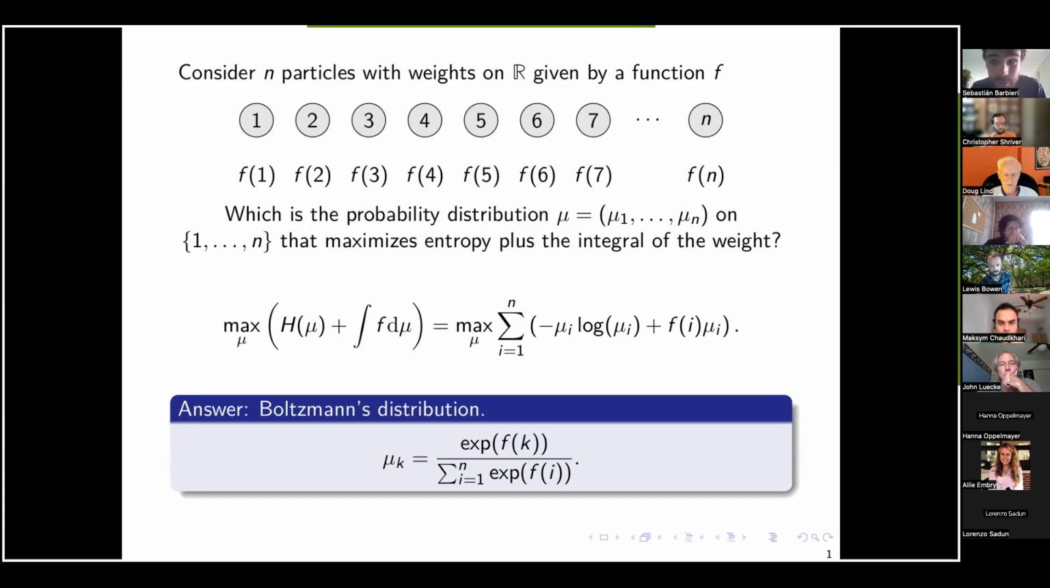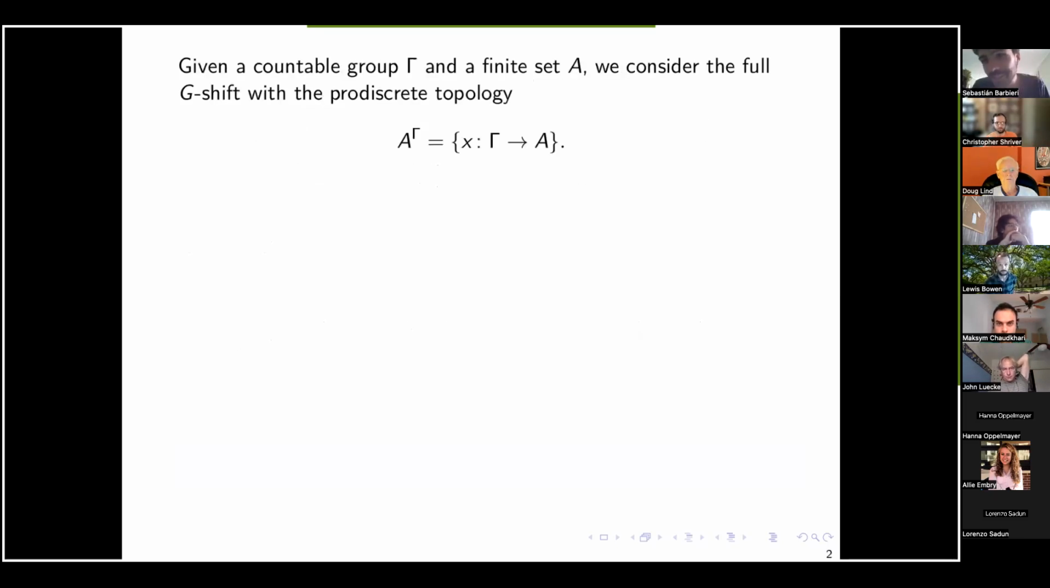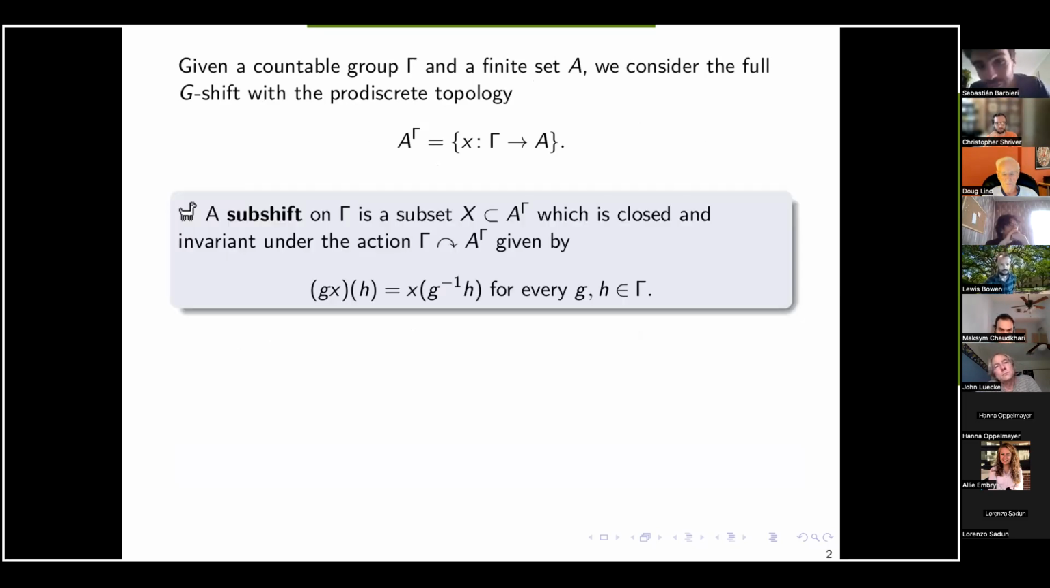And what I'm going to do today is essentially try to take this idea and bring it to symbolic dynamics. So let me just have this slide with the basic definitions. I'm going to consider a countable group gamma and a finite set A, which is the alphabet. And I'm going to consider the full shift with the prodiscrete topology. So I take all functions from gamma to A, and I give that just the product of the discrete topology on A. A subshift is just going to be a subset of this space, which is closed in this prodiscrete topology, and it's invariant under the translation action of the group.